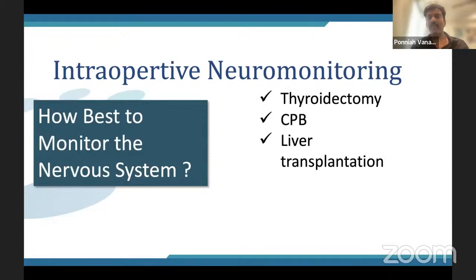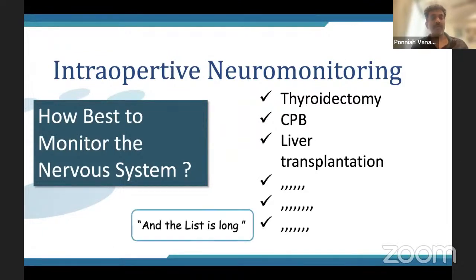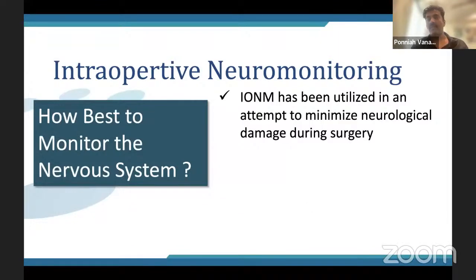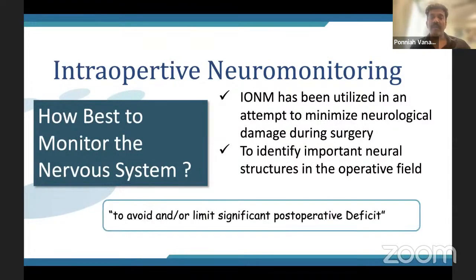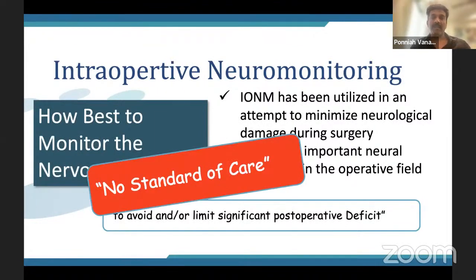It's not only in neurosurgeries that neuromonitoring is helpful. It's for other surgeries also, like major cardiopulmonary bypass surgeries, liver transplantation, thyroidectomies, and so on. So don't think that only in neurosurgery we need neuromonitoring. It's not like that. We utilize IONM, intraoperative neuromonitoring, in an attempt to minimize neurological damage during surgery, to identify the important neural structures in the operative field, and to avoid or limit significant postoperative deficit.